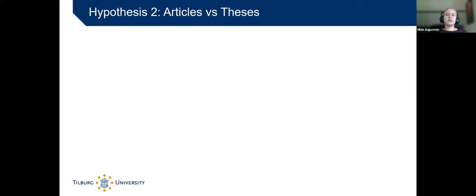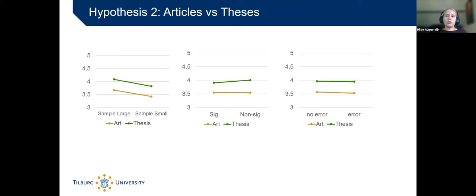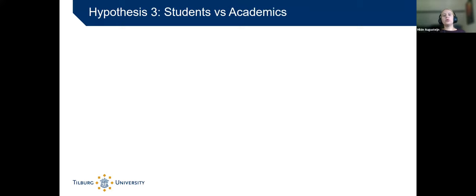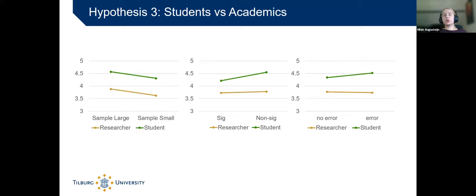For our second hypothesis, we hypothesized that there would be an interaction effect of article versus thesis with the three aspects that we manipulated. And there we saw no interaction effects. So a thesis is generally rated as higher quality than when they think it's an abstract of an article, but there are no interaction effects with the three factors we manipulated. For student versus researcher, this was the same. Students rate the abstract as higher quality than the researchers, but there were no interaction effects there.